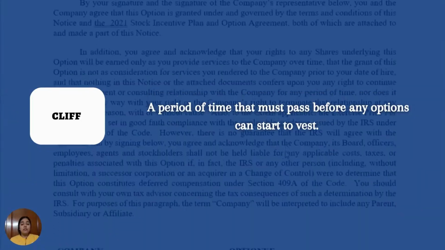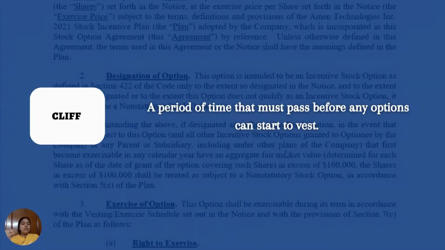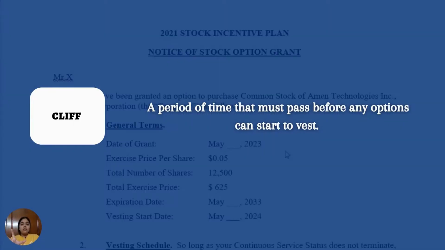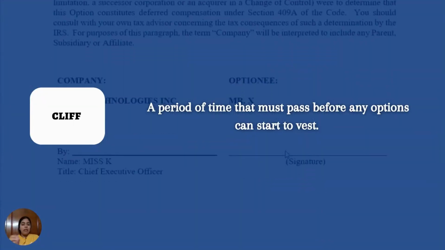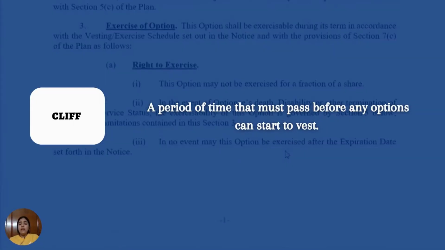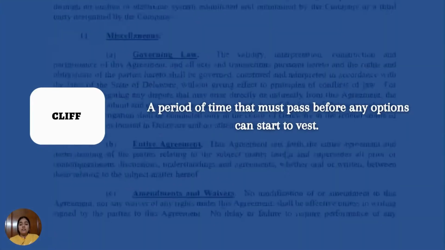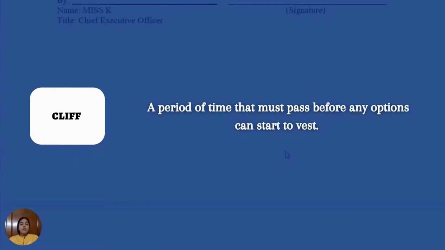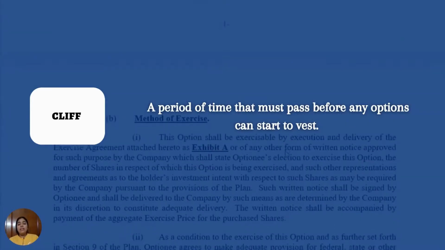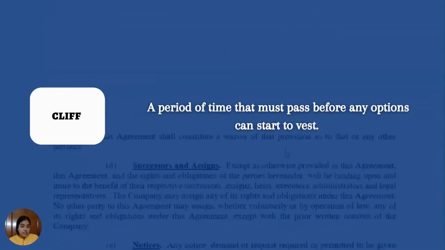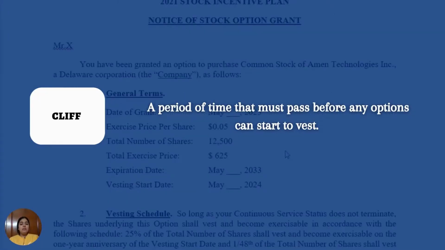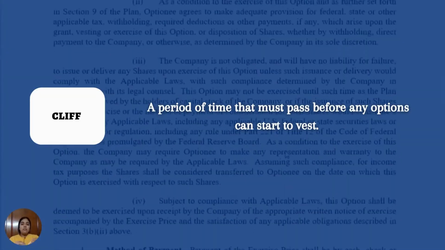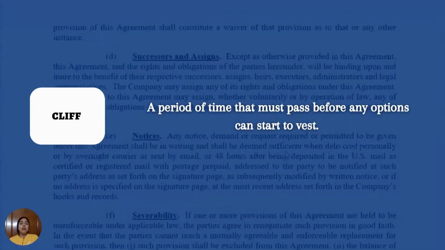Next comes cliff. There is a concern. What if there is a monthly vesting schedule for ESOPs in any particular company? Then there is a potential risk that an employee might work for a brief period of time, acquire ESOPs, and leave in order to secure the benefits. So to address this concern and align with the company's policies, a cliff period is introduced. A period of time that must pass before any options can start to vest. Typically, the cliff period spans 1 year. After the cliff period, vesting may occur on a monthly basis, a quarterly basis, or as per customized agreement basis.